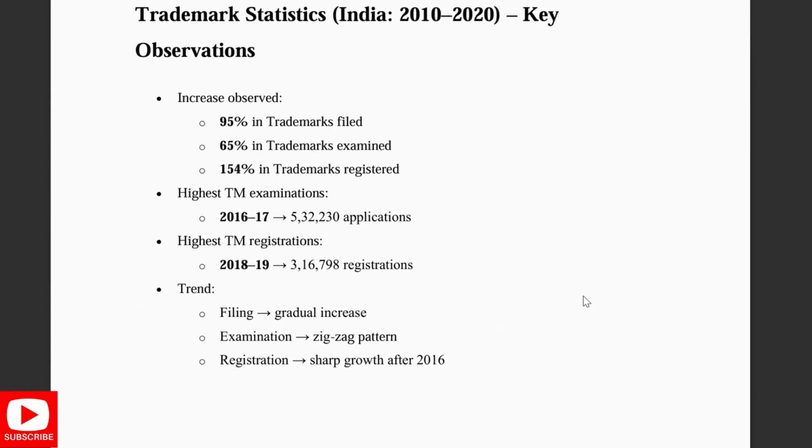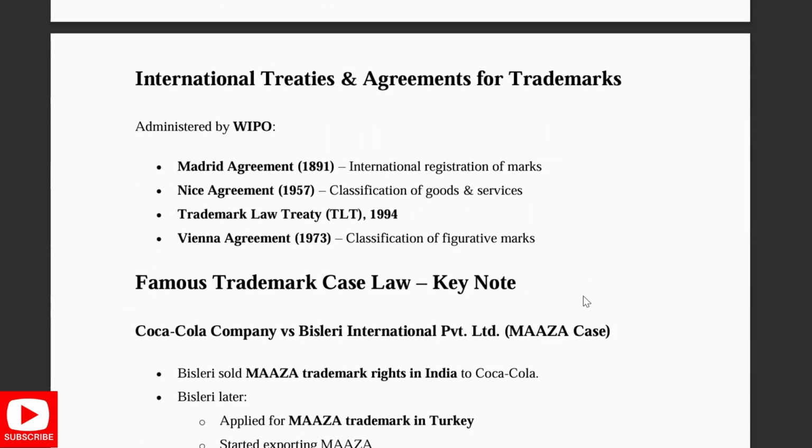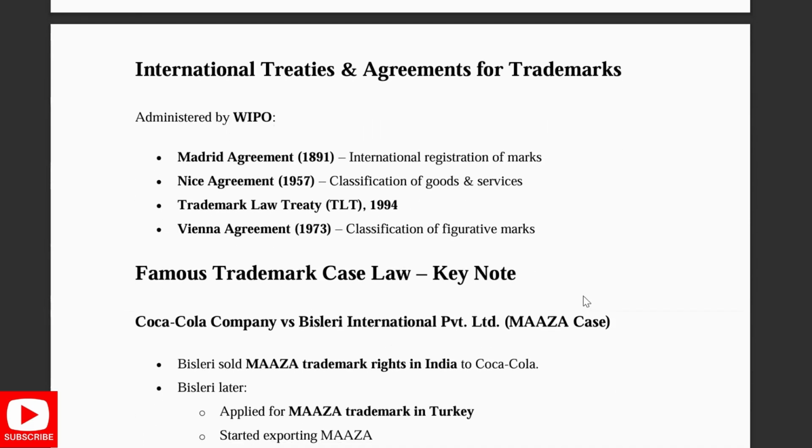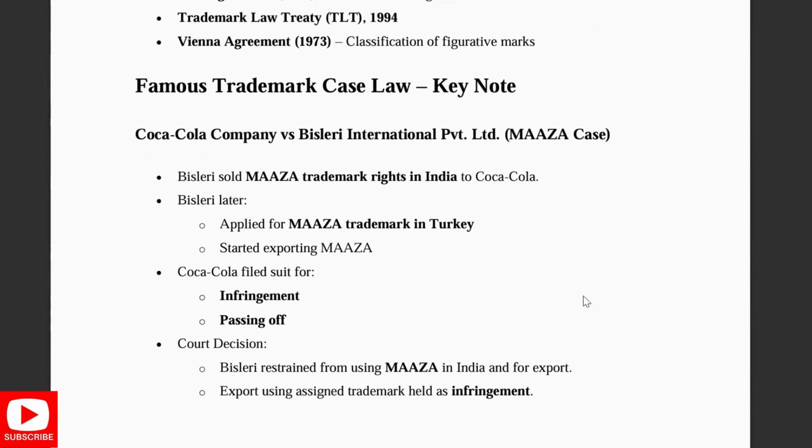Trademark statistics. 90% of trademarks are filed online. An increase is observed: 65% in trademarks examined and 154% in trademark registrations. The highest trademark examinations were done in 2016-17, with 5 lakh plus applications. The highest trademark registrations were done in 2018-19, around 3 lakh plus registrations. International treaties and agreements for trademarks are administered by WIPO.